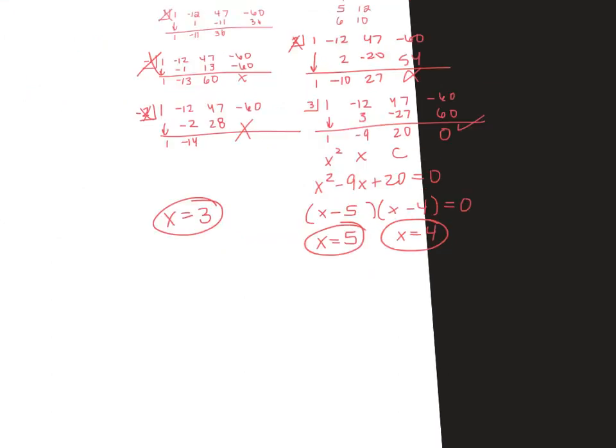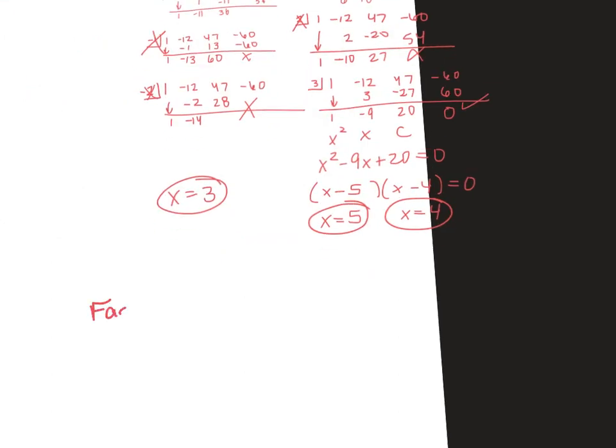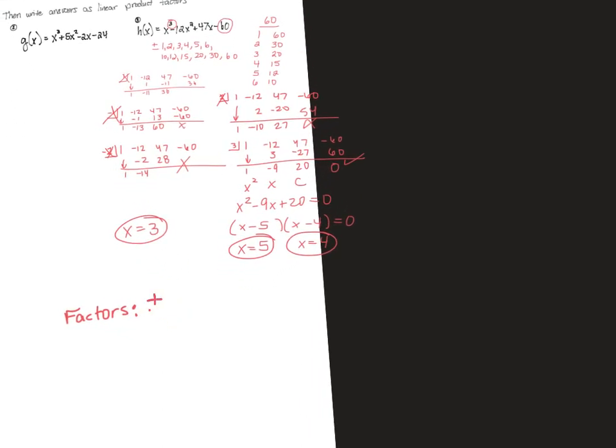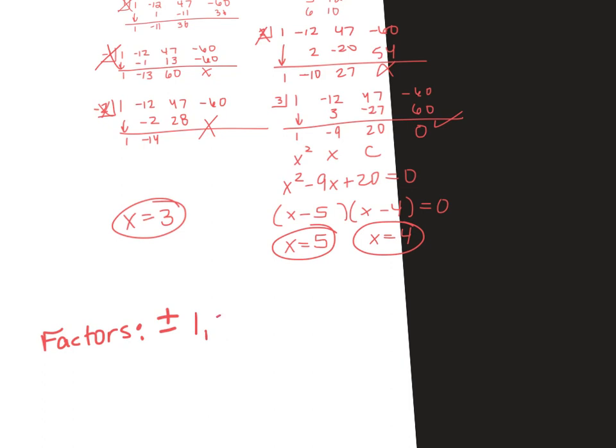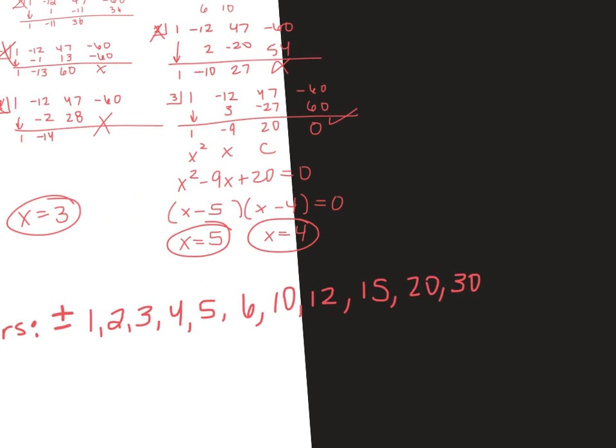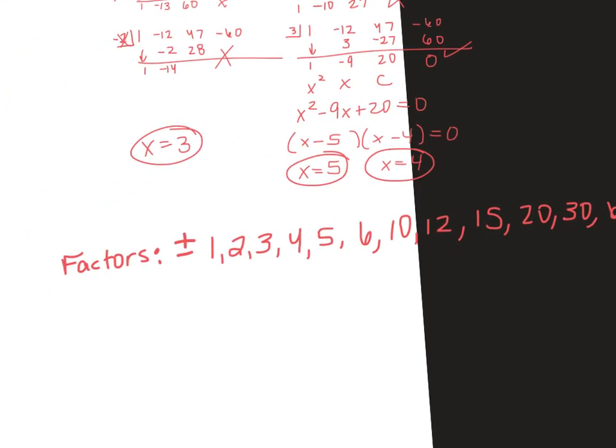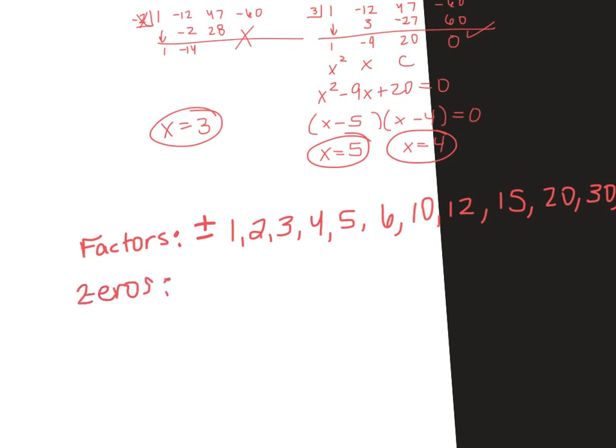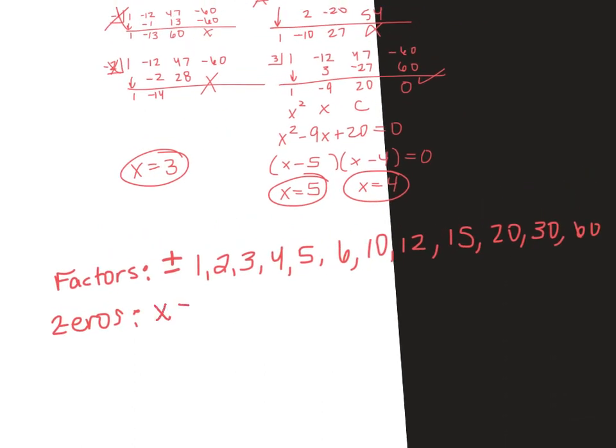So the way that you would write your answer, it's going to say, list the factors. So you guys would say factors, and you would write out plus minus 1, 2, 3, 4, 5, 6, 10, 12, 15, 20, 30, and 60, right? Then the next thing you would tell me is the zeros. My zeros are at x equals 3, x equals 4, x equals 5.